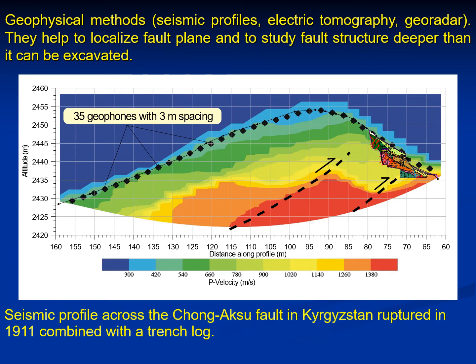Besides geological studies, geophysical methods such as seismic profiles, electric tomography, and georadar are used as well. They help to localize the fault plane and to study fault structure deeper than it can be excavated. Here we can see a seismic profile across the Chonaksu fault in Kyrgyzstan, last ruptured in 1911, combined with a trench log. The trench log is on the right, and geophysics allows some data about how these fault planes can behave below the trench bottom.